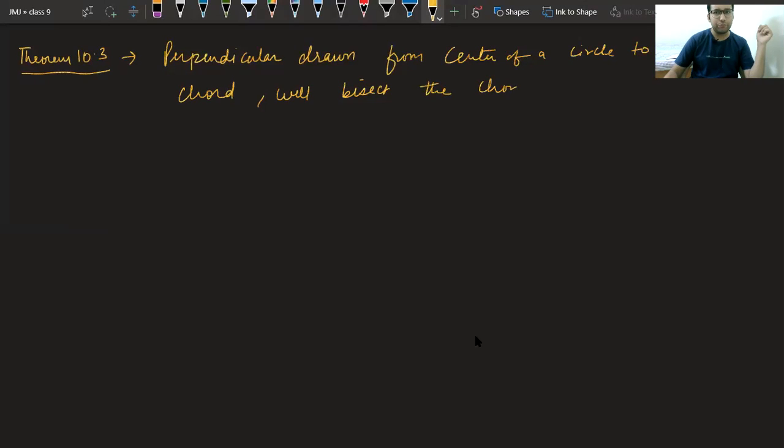This is the theorem, class. Very easy. Now try to understand what I'm saying. Perpendicular drawn from center to a chord. If this is a chord and I draw a perpendicular, this perpendicular will bisect this chord in two equal parts.